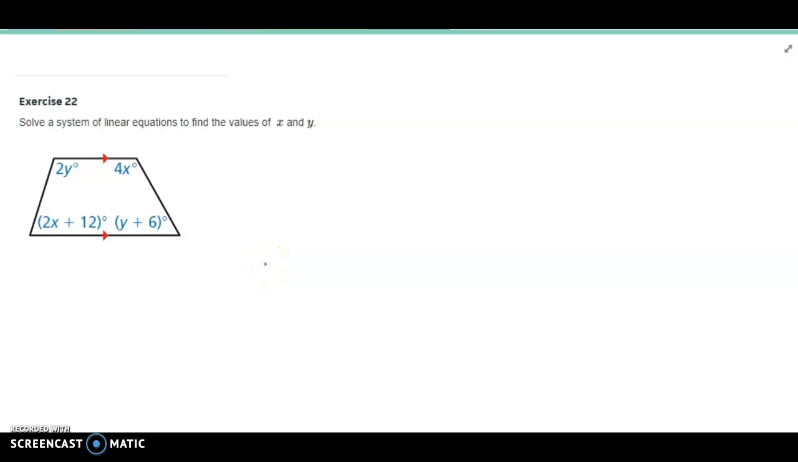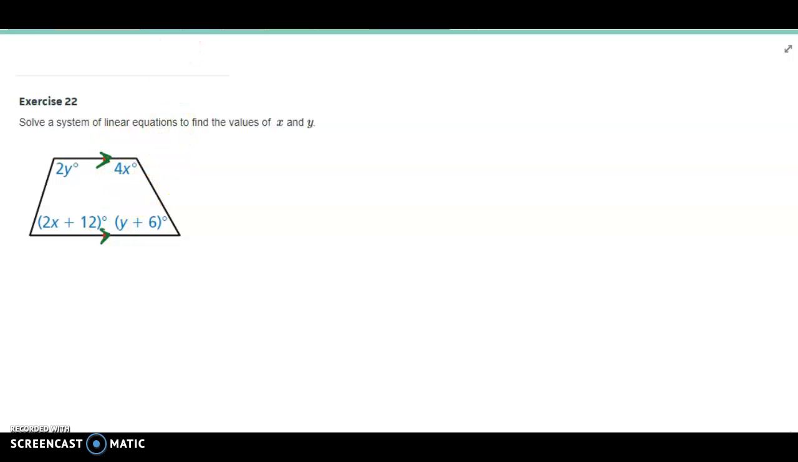All right, here's number 22 you were asking about. So the hard part here is not necessarily the geometry, it's the algebra. If we look at this picture, we have a trapezoid, which means that this side here and this side here are parallel. And we know that because of those arrows.